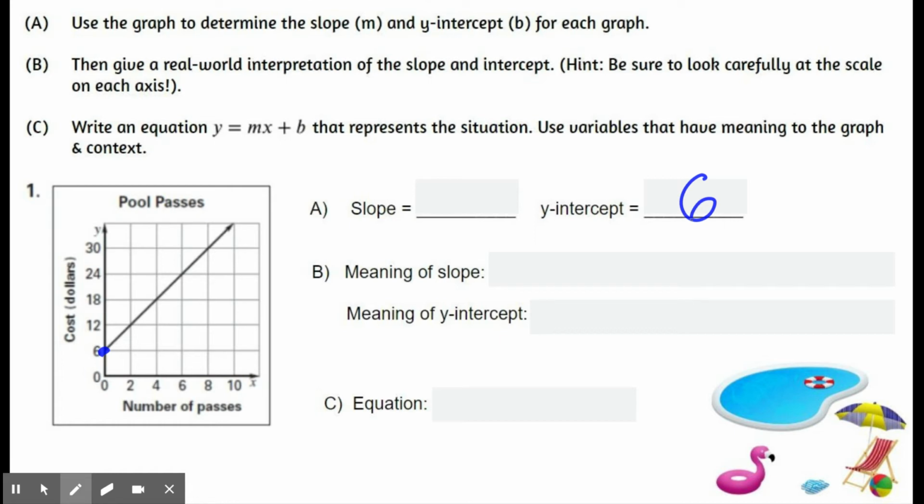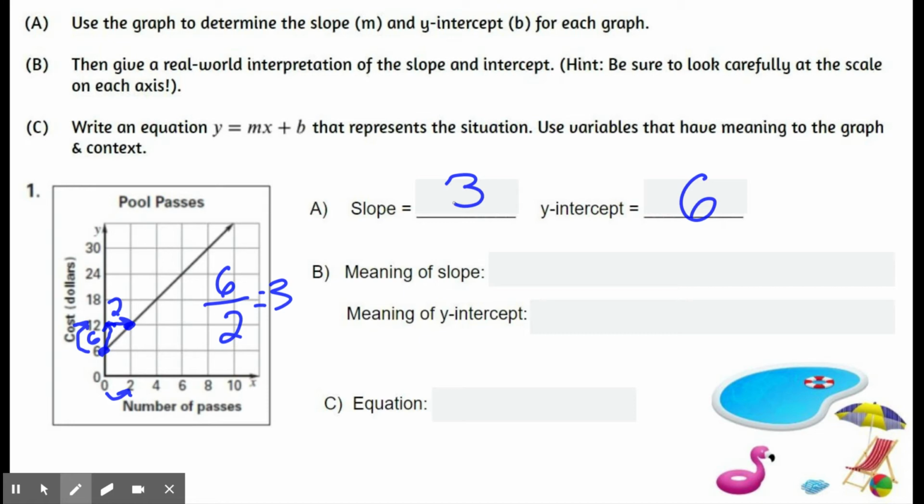Next, to find the slope, you pick 2 points on the graph, and you figure out the rise over the run. So even though we're going up 1 space, take a look at the intervals, okay? It's going up by 6s. And the run is not going up by 1s, it's going up by 2. So slope is 6 over 2, which simplifies to 3. So the slope is 3.